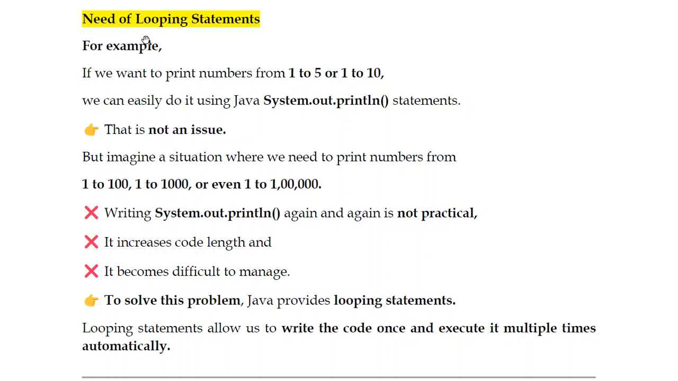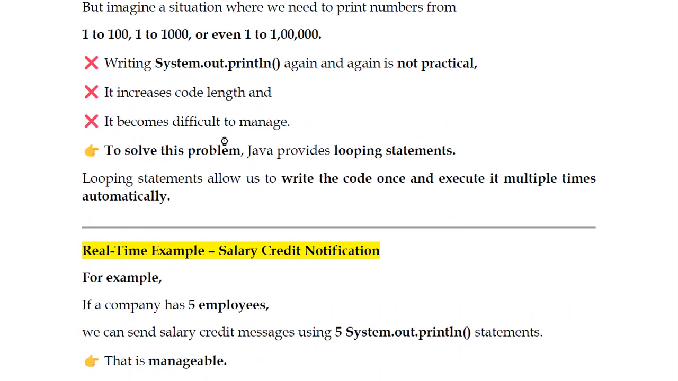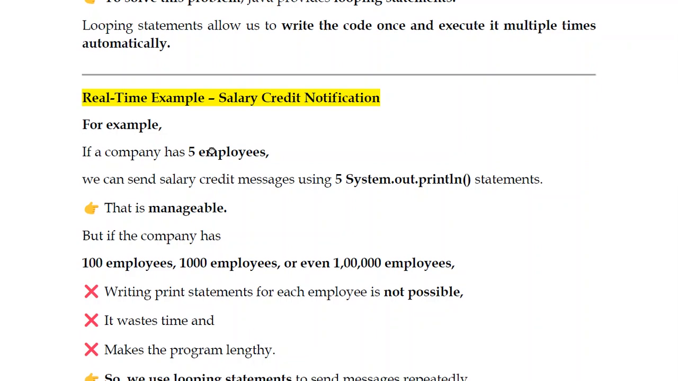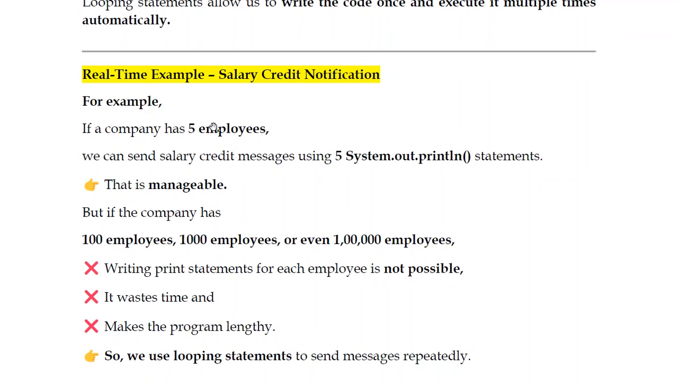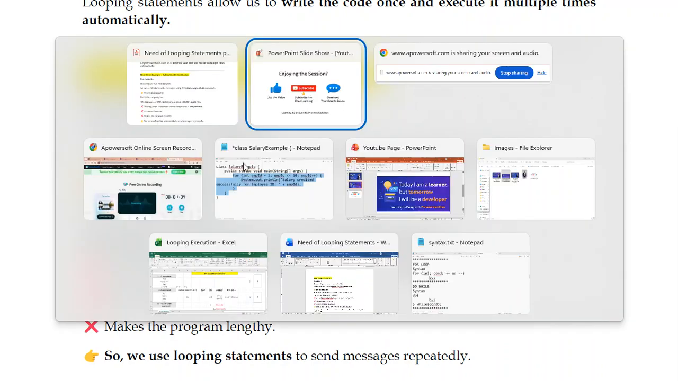We have discussed the need for looping statement. Now in this session, we are moving on to the real-time example for salary credit notification using for loop. Assume that some XYZ company is there. Only 5 employees are working there. So what's the task? You are going to send salary credit messages to 5 members.